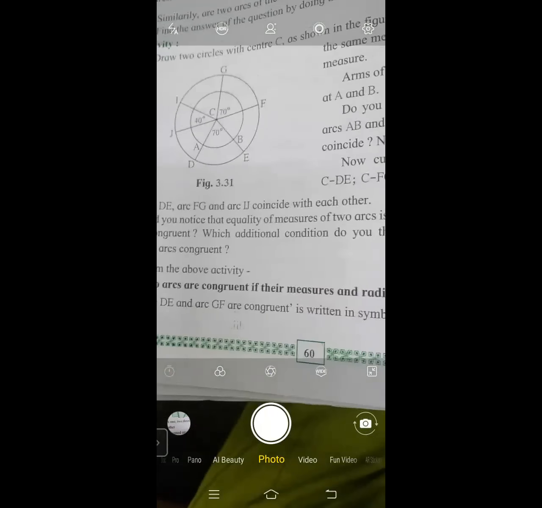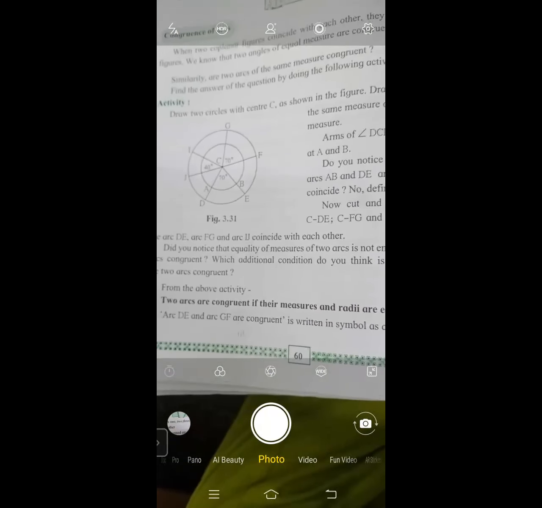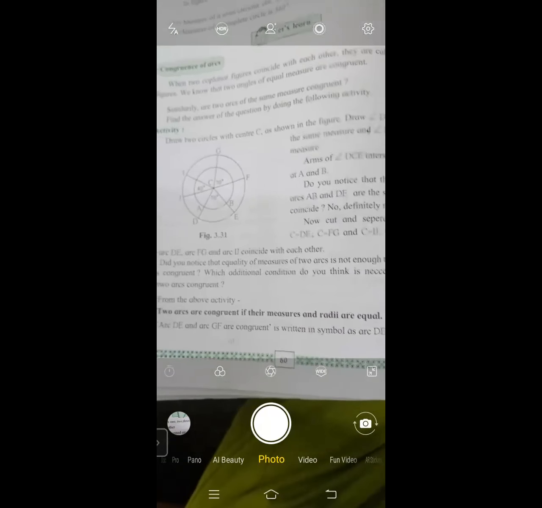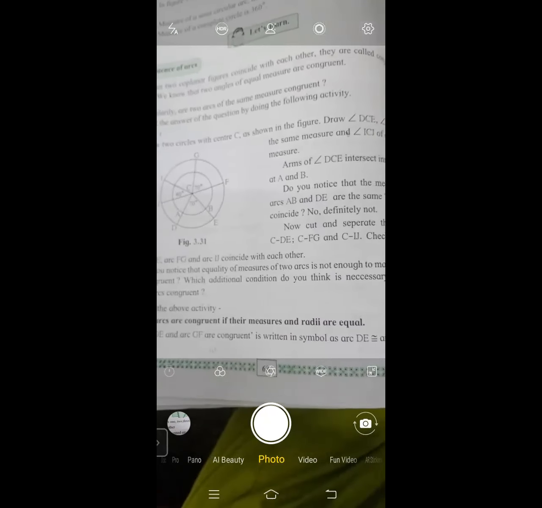The first point we will revise today is congruence of arcs, and the required property for proving that two arcs are congruent. Two arcs are congruent if their measure and radii are equal. So the measure and the radius of the two circles should be equal. Then and there we can say that the two arcs are congruent.